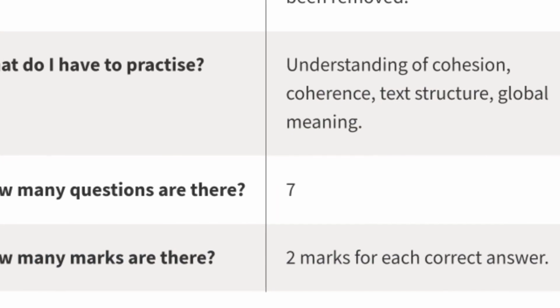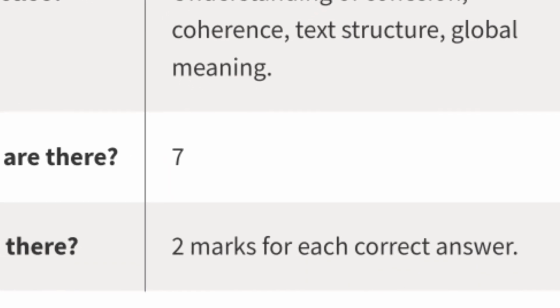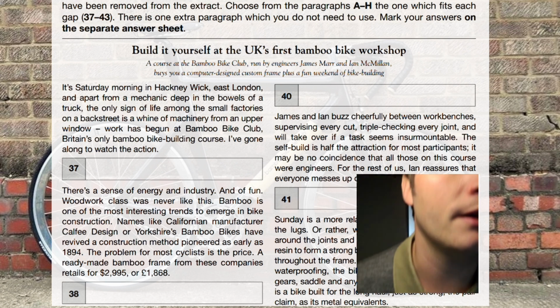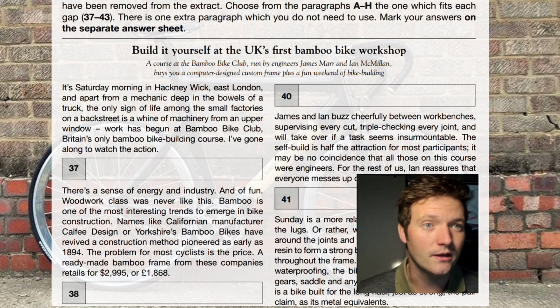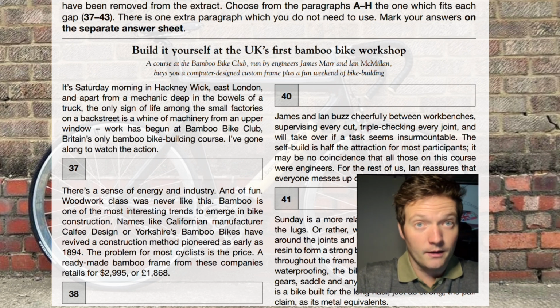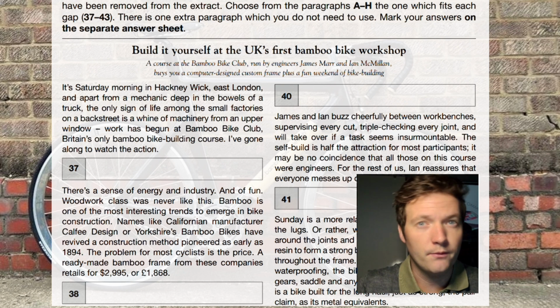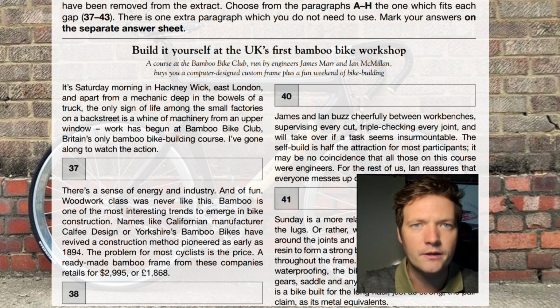There are 7 questions. As I said, there are 7 gaps in the text, and each correct answer is worth 2 marks. So this is a really important part of the test, and it's one that everyone hates, to be frank. I'm going to dive straight into it. I'm going to show you how I got the correct answers here, and again, this idea of global meaning. Reading a paragraph, trying to understand it and trying to predict what comes next.